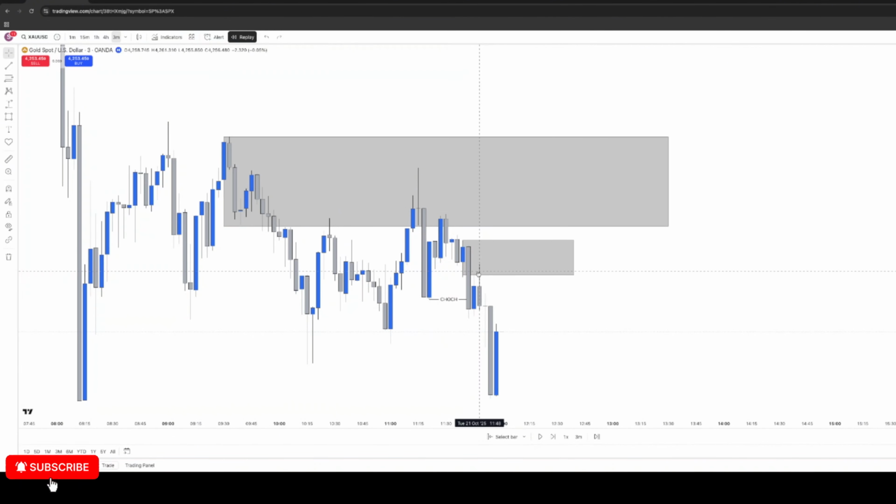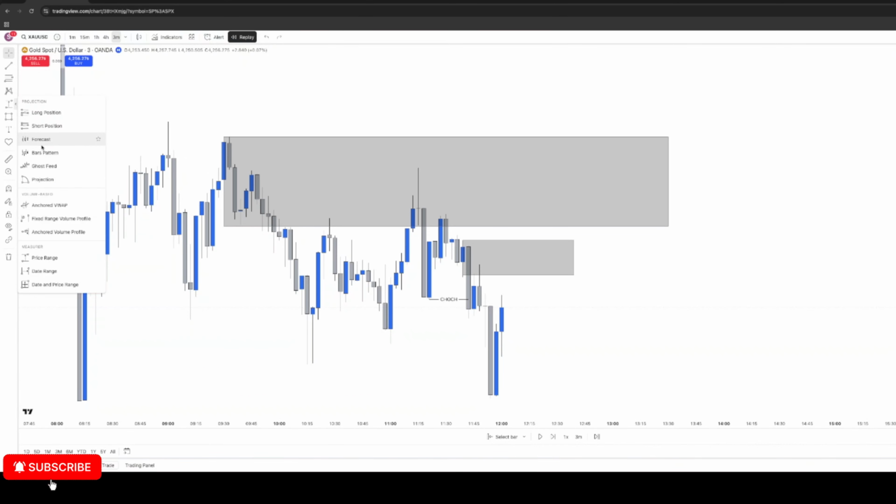I had to take an entry from that zone, then I had to drop with the market. So I took an entry from this zone around here. Let me mark it short.